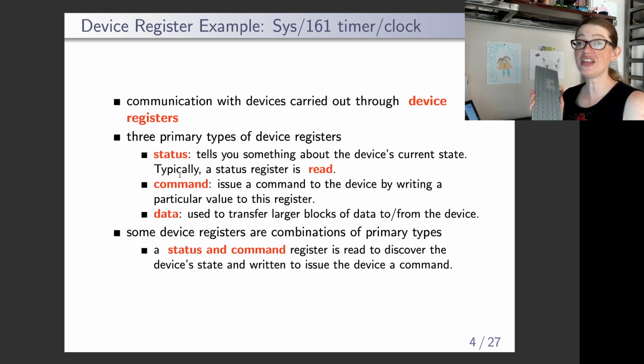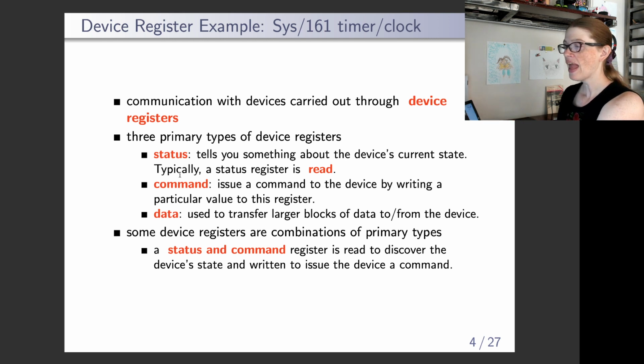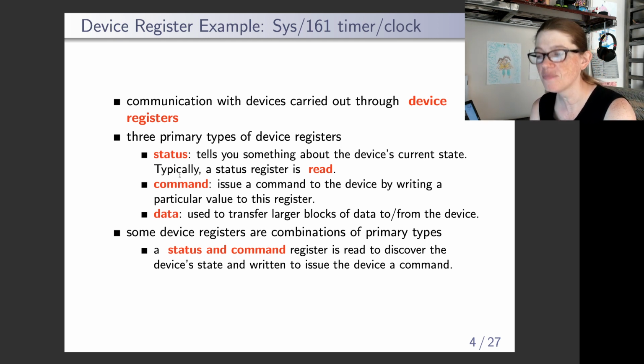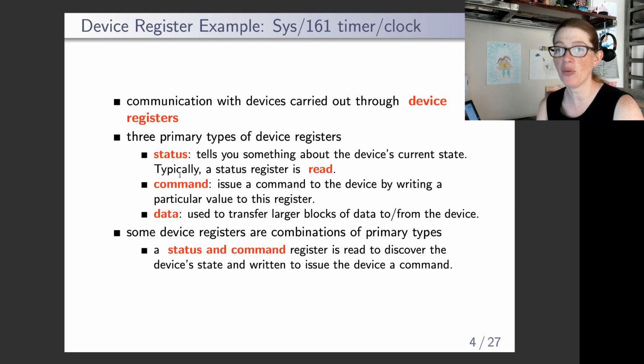And we call these data buffers, or these different data storage things that are actually on the devices, device registers. Now, there are three primary types of device registers to know about. There's a status register, and they are typically read. And a status register is going to tell you something about the device.